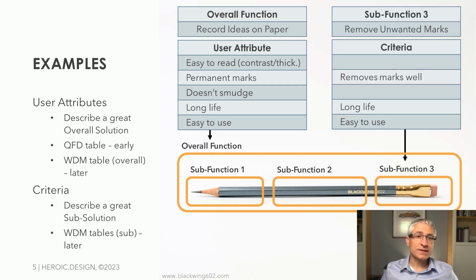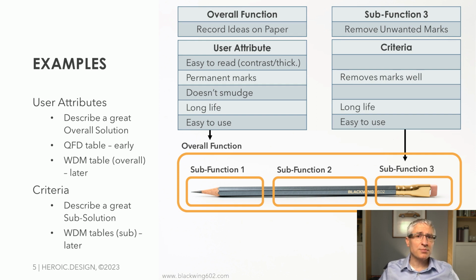Now we move over to the subfunction of just removing the unwanted marks. I'm being careful not to say erase because it is so tied up with the word eraser, which is a solution. The criteria list is shorter because it focuses on one small part of the function. Sometimes criteria are the same, like long life and easy to use. Sometimes they're different or talking about different things.